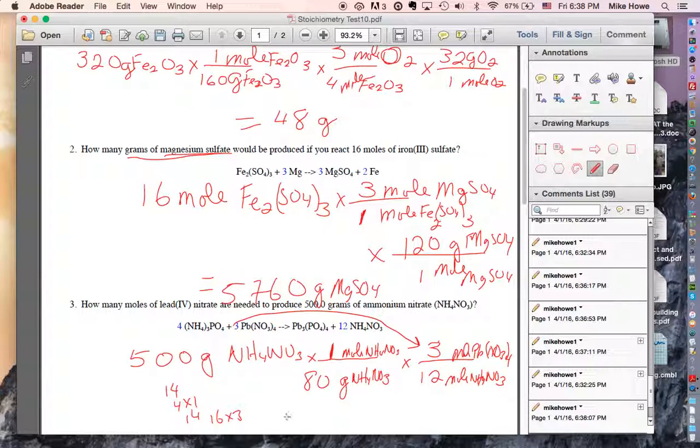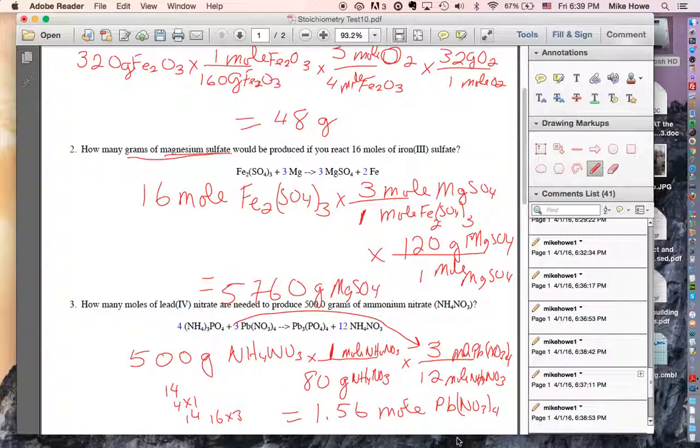My final answer is 1.56 moles of lead-4 nitrate. All right, that's the end of the first side of this test. And once again, your test is going to be different probably because there were 20 different versions, but the number of steps for each problem is the same. So be sure that you understand how to apply this to your test.